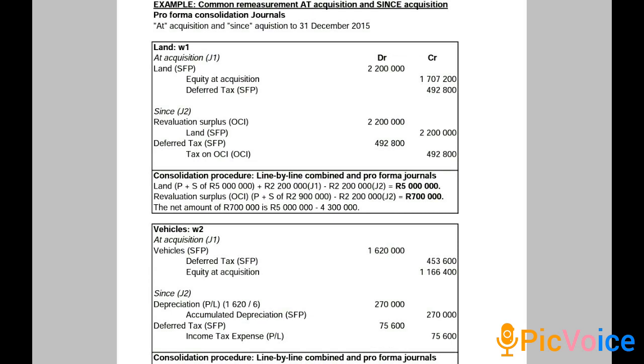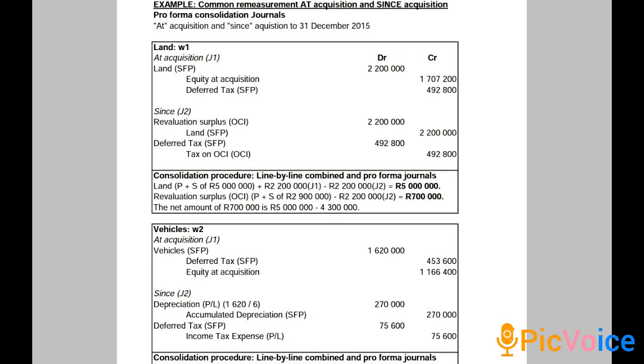3,900,000. So that means at acquisition we will debit the vehicle by 1,620,000, and we will have deferred tax of 453,600, and equity at acquisition of 1,166,400. Now, the deferred tax on the vehicle will be at the standard rate of 28%. These are the journals that you will process.